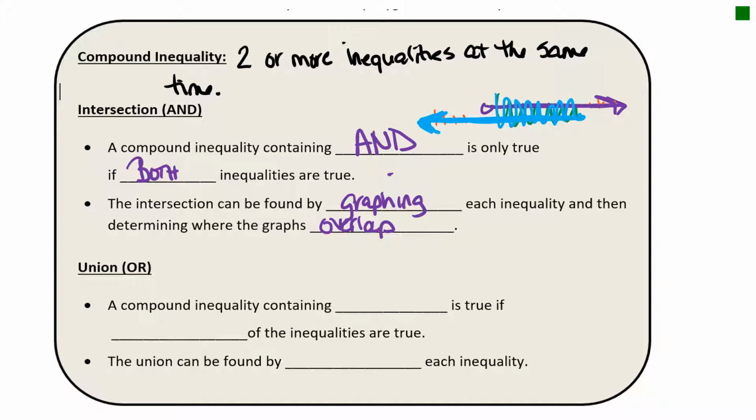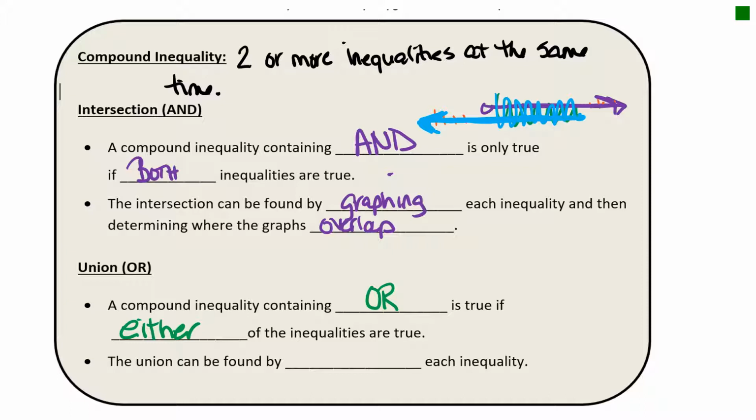Then we have the word or. A compound inequality containing or is true if either of the inequalities are true. So this is kind of like you're going to win if you're a girl or you're 8 years old. So all girls are winners and all 8-year-olds are winners. You can be an 8-year-old boy and still be a winner. You can be a 25-year-old girl and still be a winner. You have to be either a girl or an 8-year-old to be a winner, winner, chicken dinner.